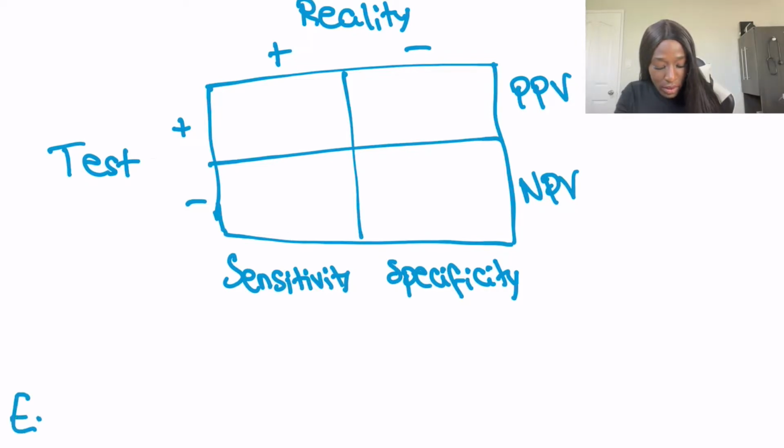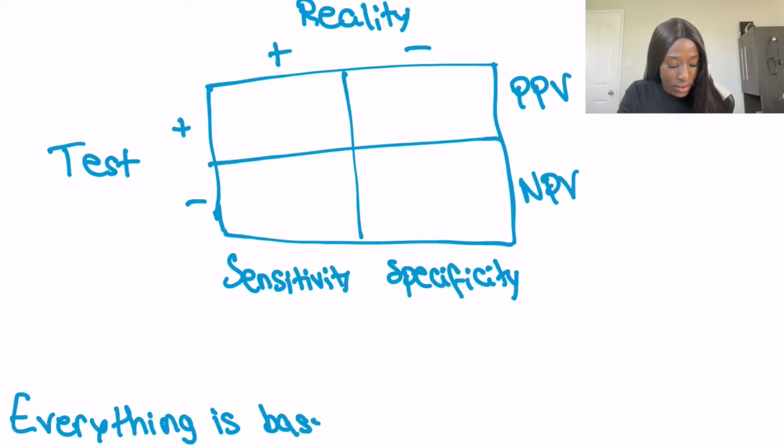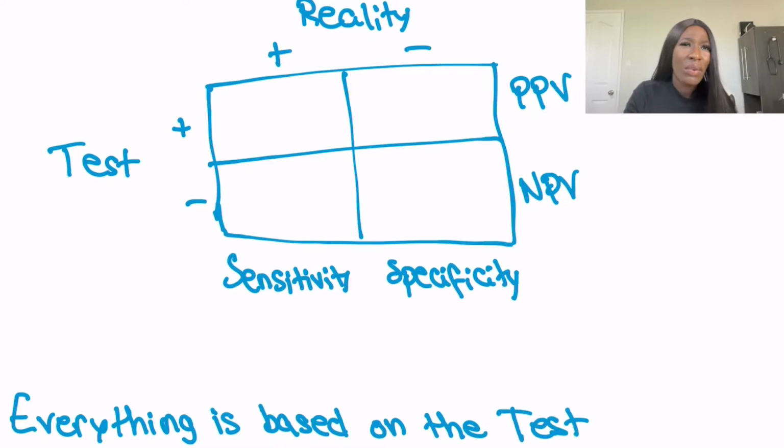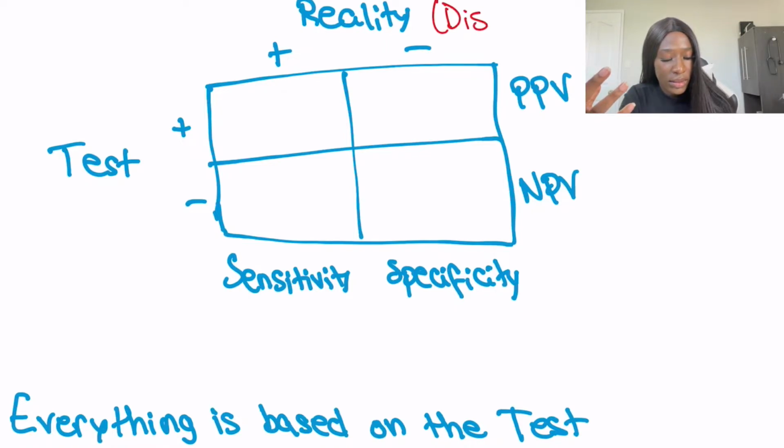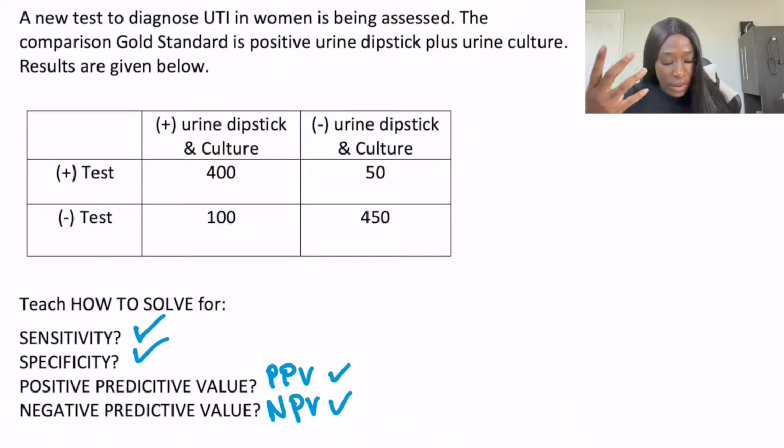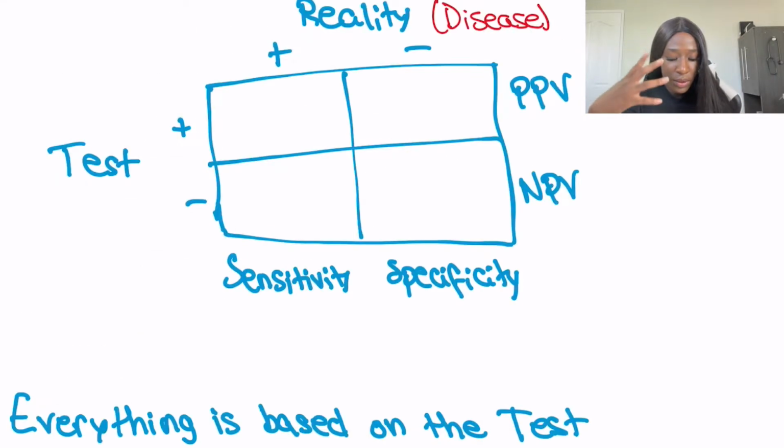Everything is based on the test. You may ask, hey princess, what does that mean? Well, hold on, let me explain to you. Let's solve the things inside of the table, and this will make more sense. Let's refer to reality as disease. In our case, our reality is actually people that have urine dipstick plus urine culture, but I believe disease is simpler to understand the concept.